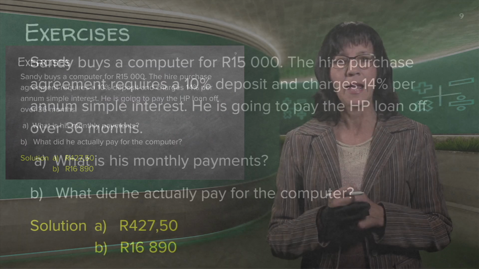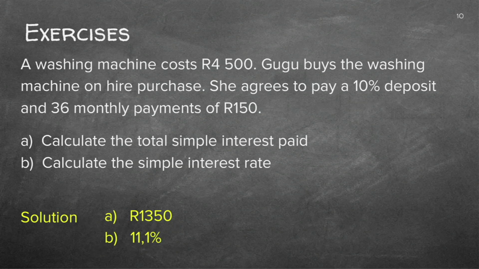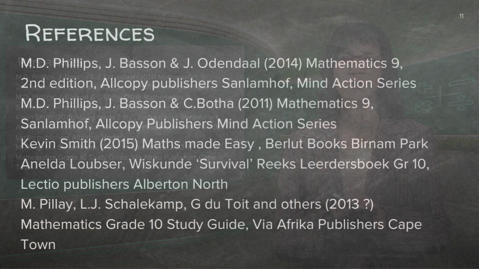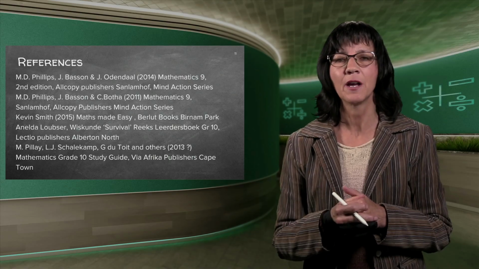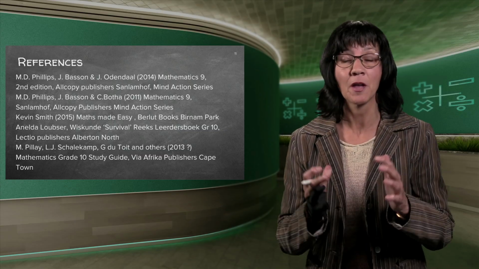Good. And that was probably the most difficult thing you could have done with simple interest. There's always some exercises. You pause on here and do them. There's answers in yellow. And by the end of those exercises, you should be able to do 100% and be 100% sure of your simple interest and your hire purchase.